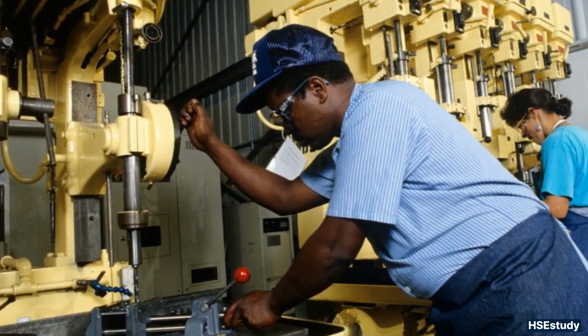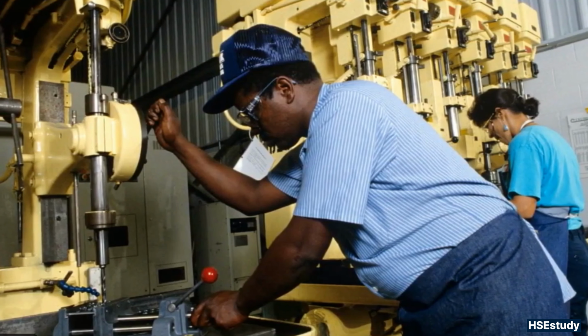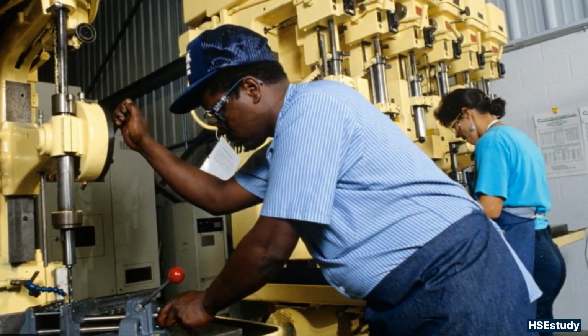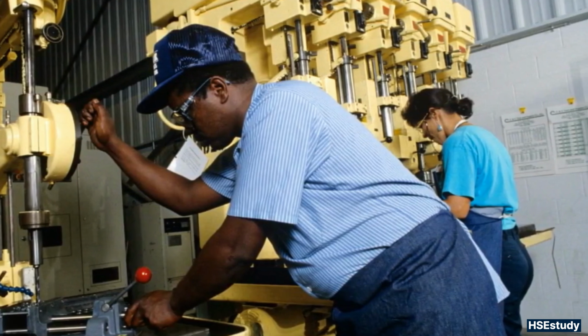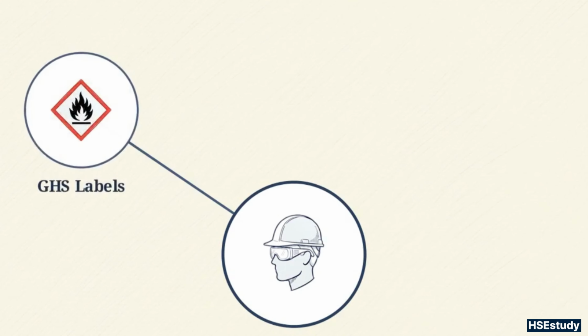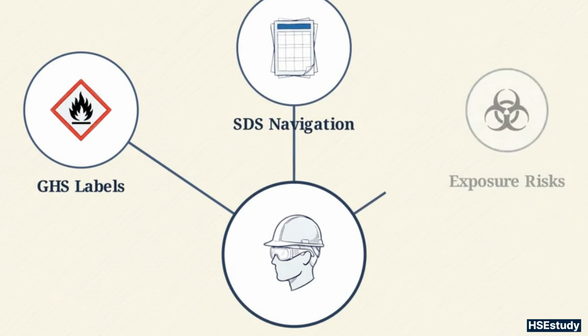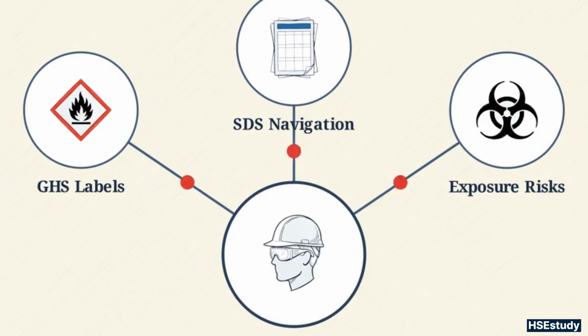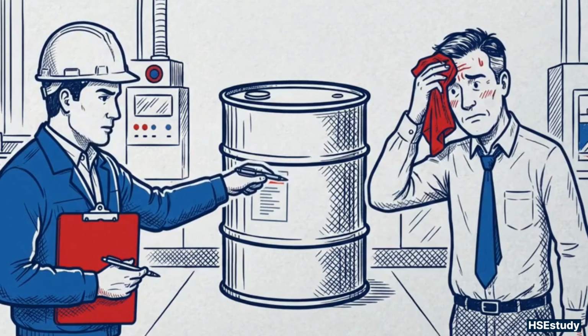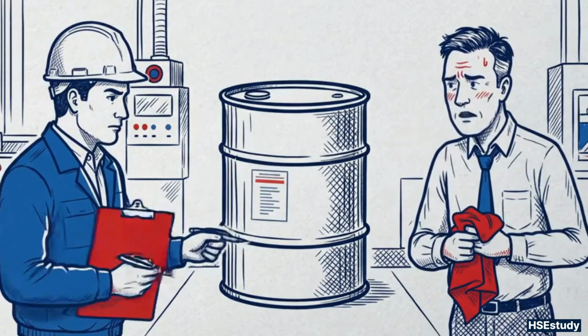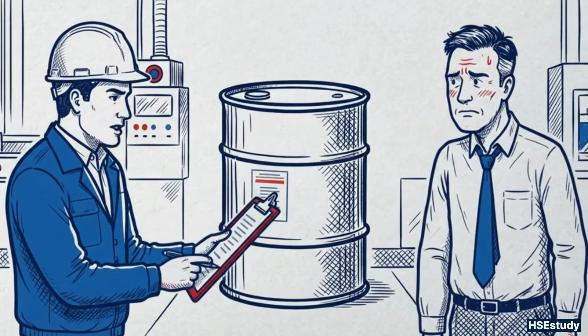Pillar 5 is employee training. This is required at initial hire, and again whenever a new chemical hazard is introduced to the workspace. This training must ensure workers can interpret GHS labels, navigate the SDS, and identify the specific exposure risks they face daily. Without these 5 pillars functioning as a unified system, chemical use on the floor becomes a significant legal liability.